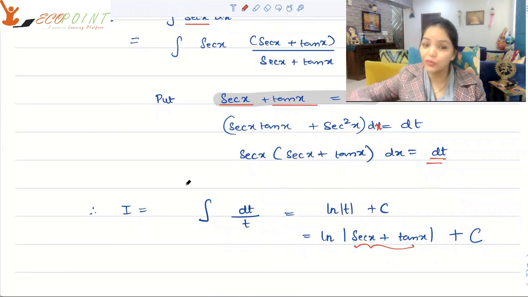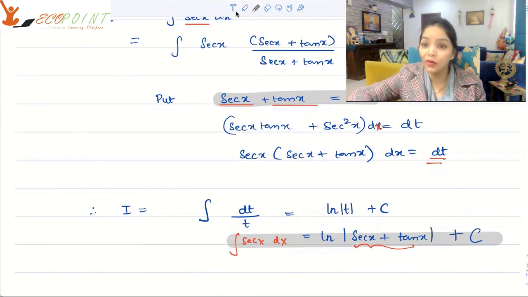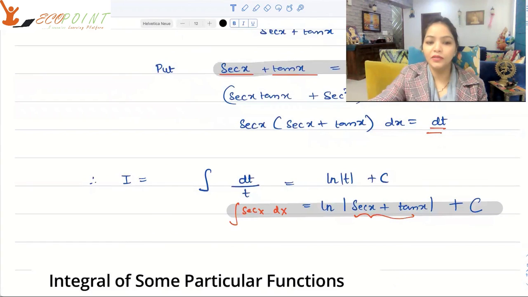So this is also another very important integral, for which you should remember the methodology and actually the answer itself. So integral of secant x is log of secant x plus tan x plus c. But why so? The reason is, with substitution, you get that answer. In the next video, we will talk about integrals of some particular functions.